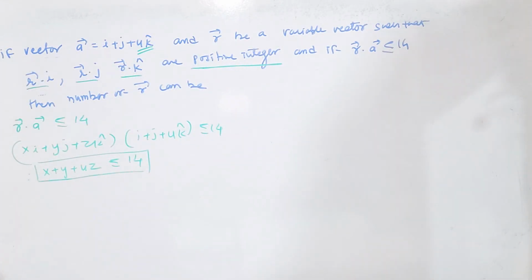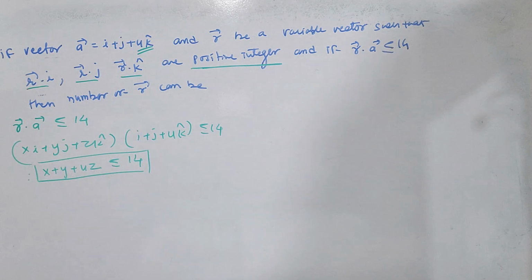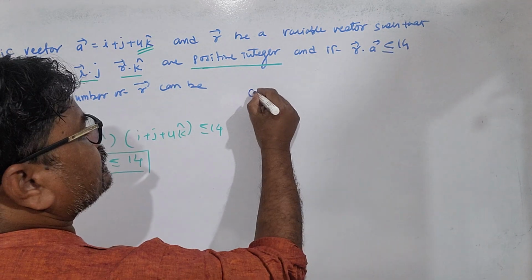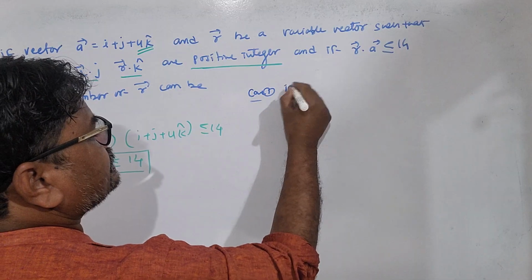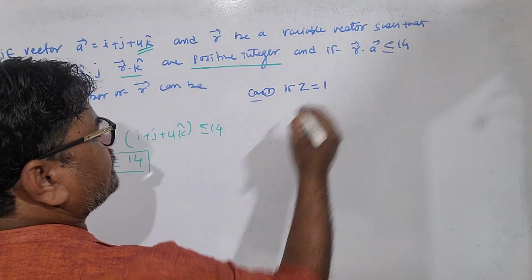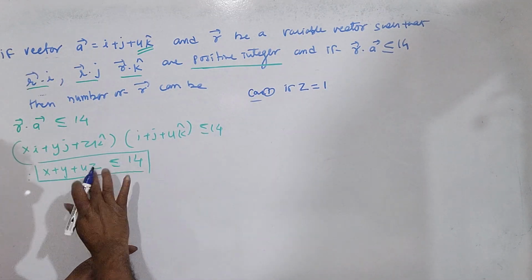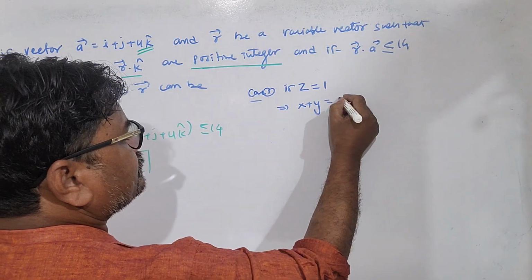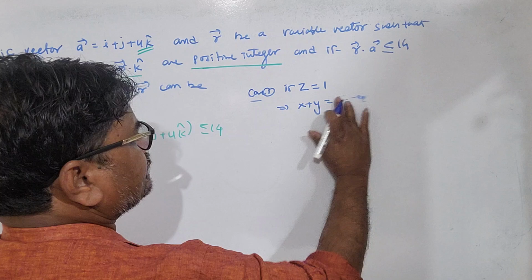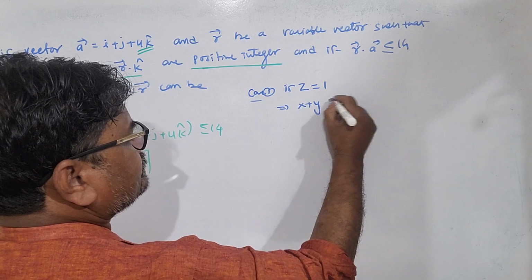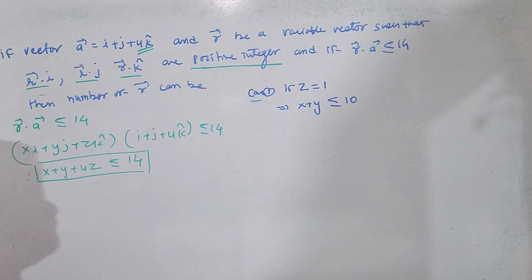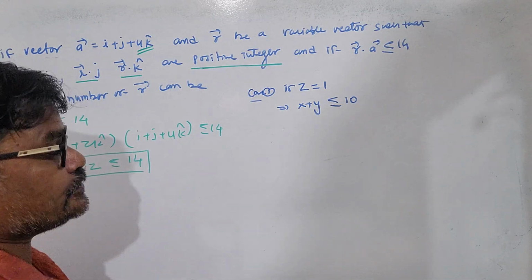So what will we do? We will give values to z first. Case 1, if z equal to 1. So z equal to 1 means we are having only x plus y is equal to 14 minus 4, that is 10. So less than or equal to 10. Now for this we have to find the positive integral solutions.